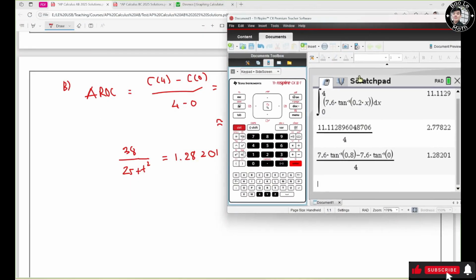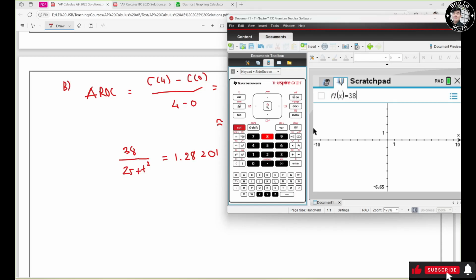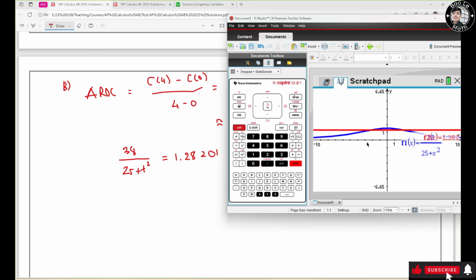Now you're going to bring up the calculator and find the intersection. You grab this one: 38 over 25 plus s squared, and then you close parentheses. Now you hit tab for the second equation, 1.28201, and you hit enter. It's going to be right here.